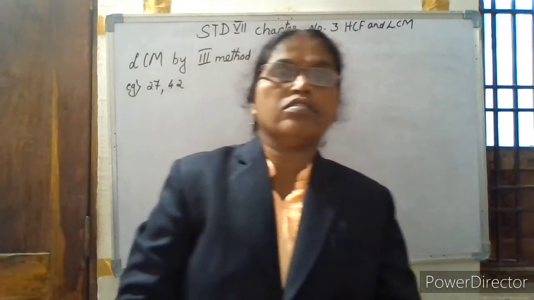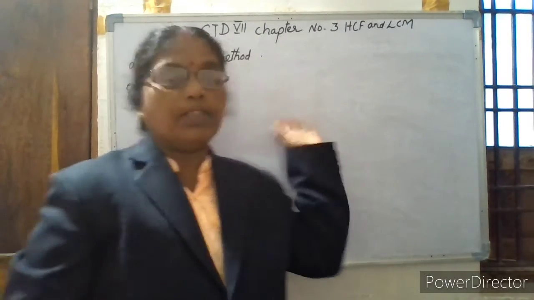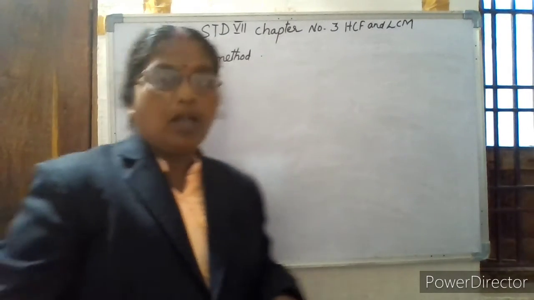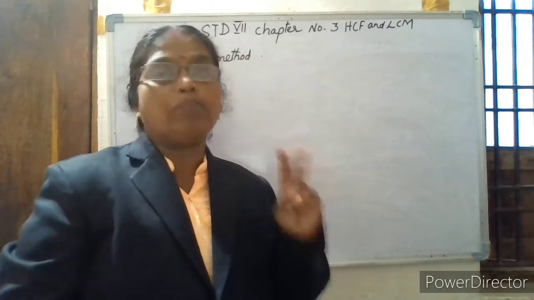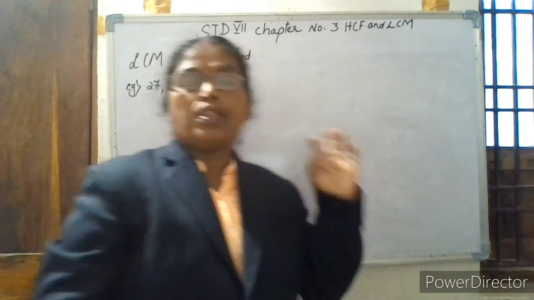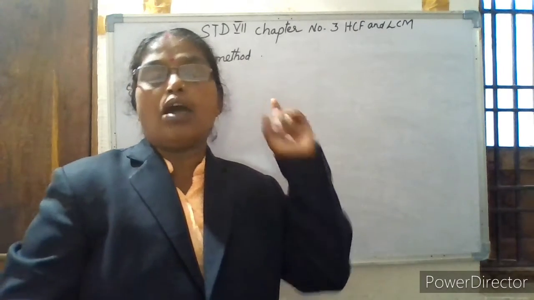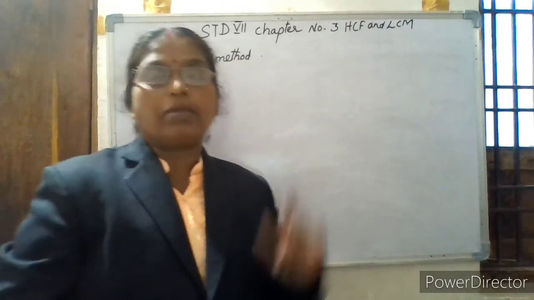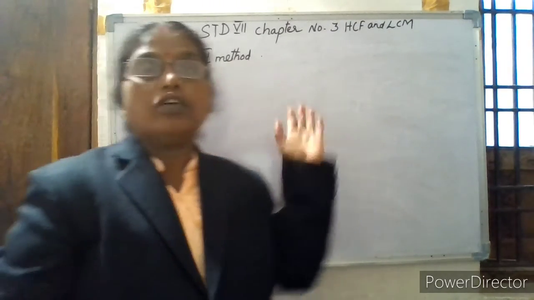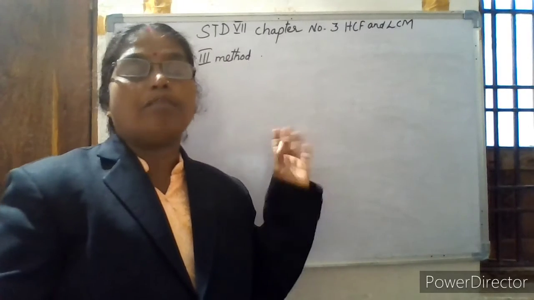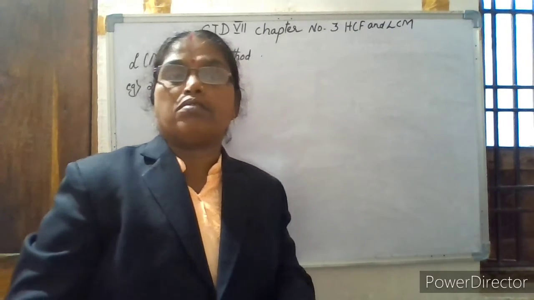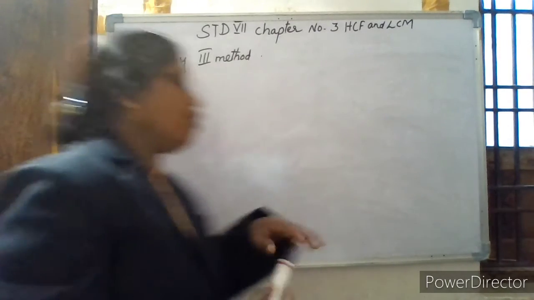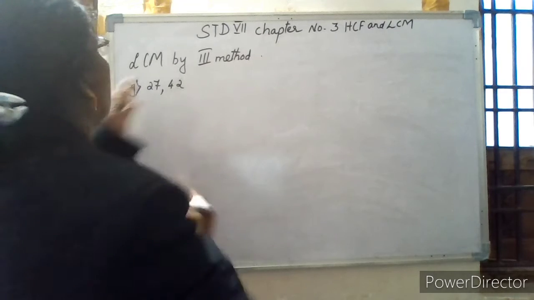Good morning, students. Let us start today with the third method of finding the LCM. In the previous video you learned two methods to find the LCM, that is the listing method and the prime factor method. This is also a prime factor method, but a little different. Together we find the LCM of any given numbers. You have already learned this method to find the HCF, so today we learn how to find the LCM with the same method.